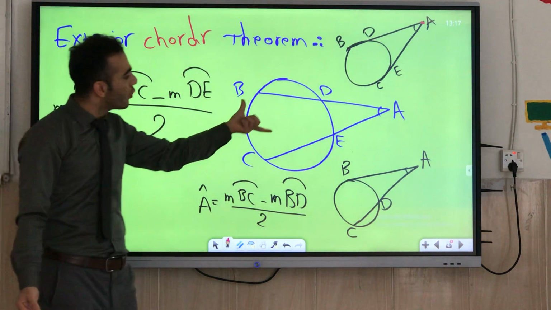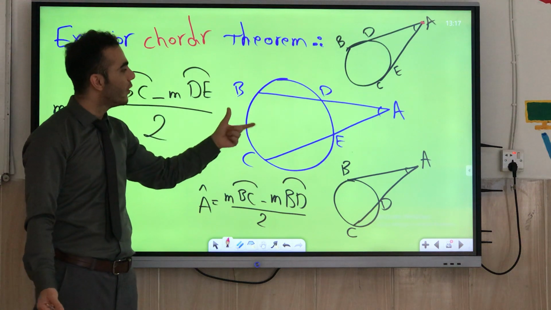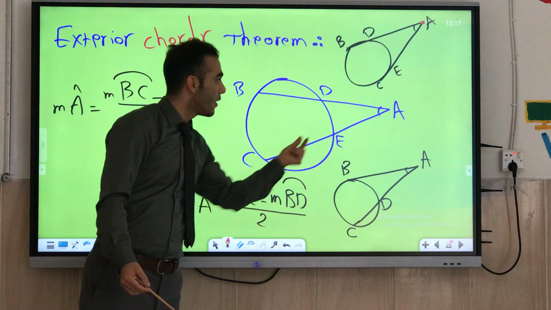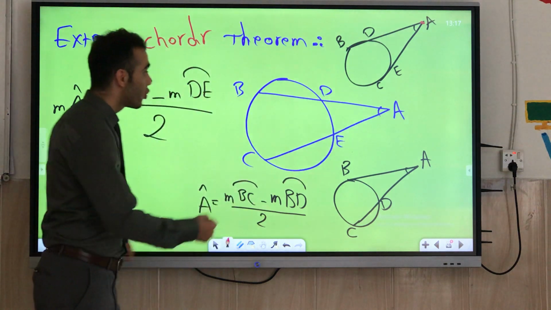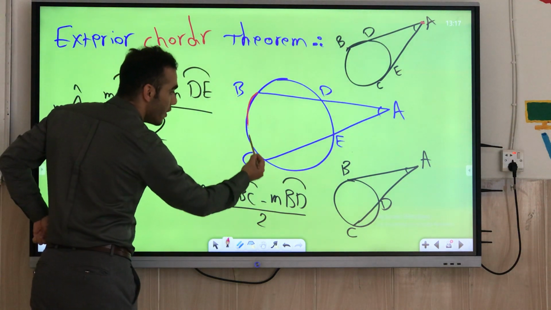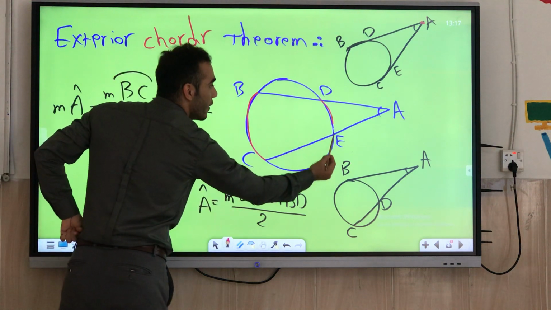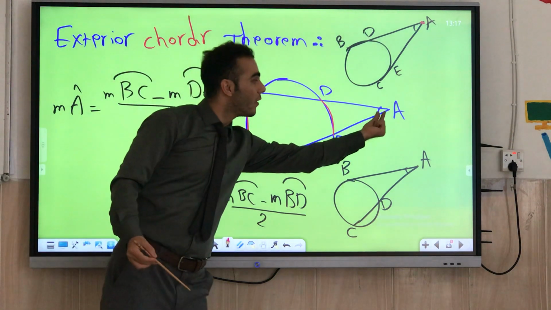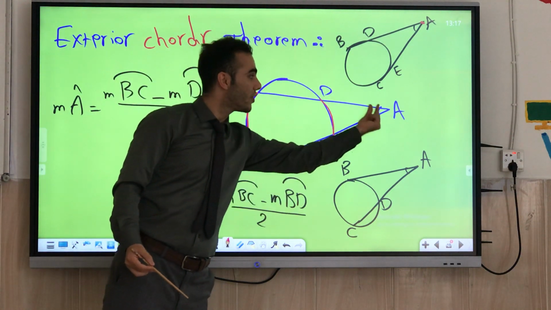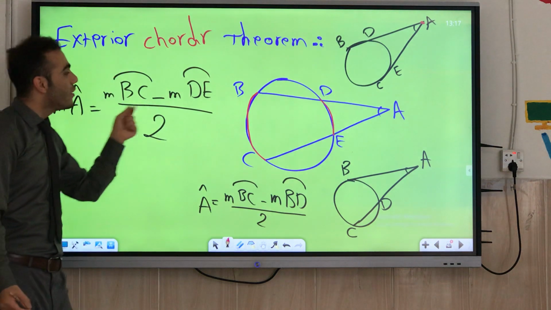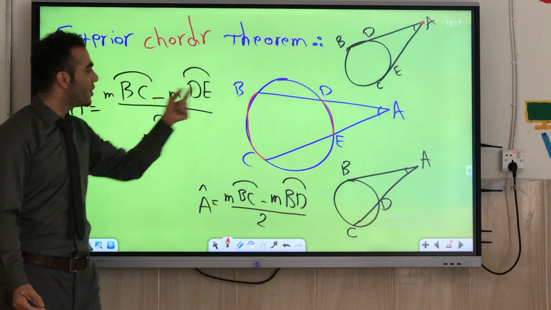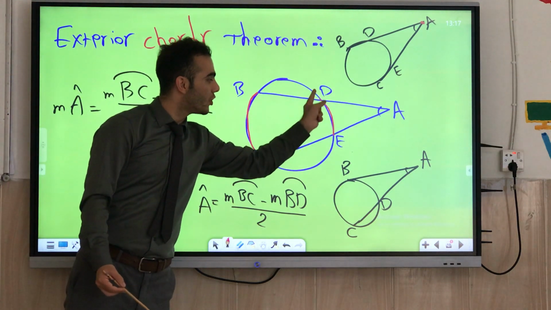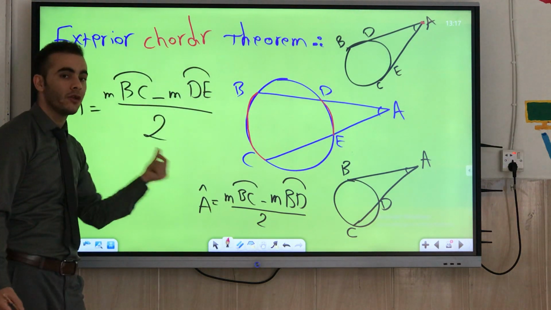Here, for example, look at the blue figure. These two chords intersect each other at this point, which is point A. So they form two arcs, arc BC and arc BE. The measure of that exterior angle is equal to the bigger arc, which is arc BC, minus the measure of the smaller arc, which is BE, and always divided by 2.